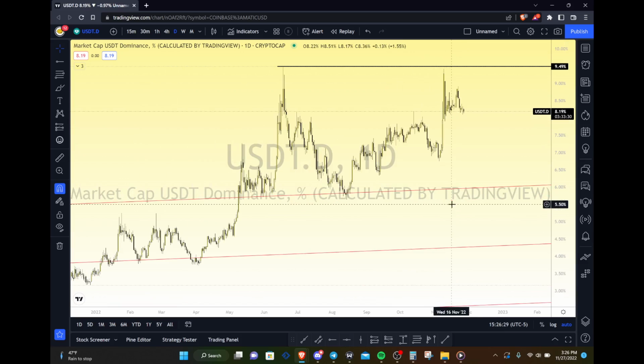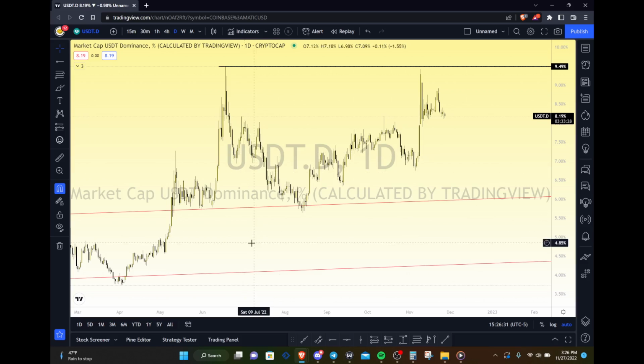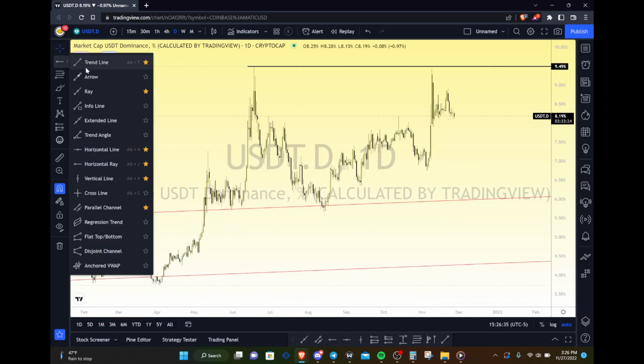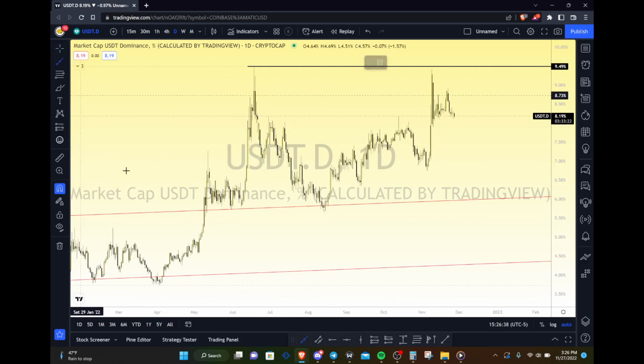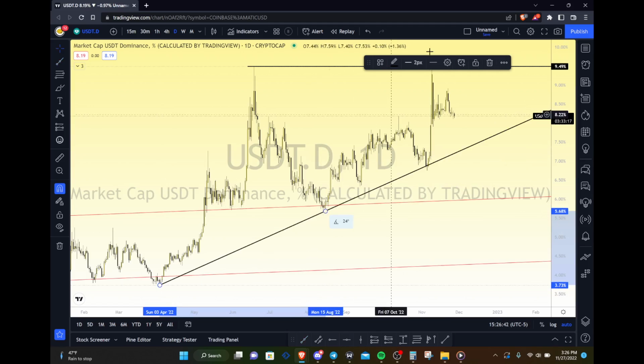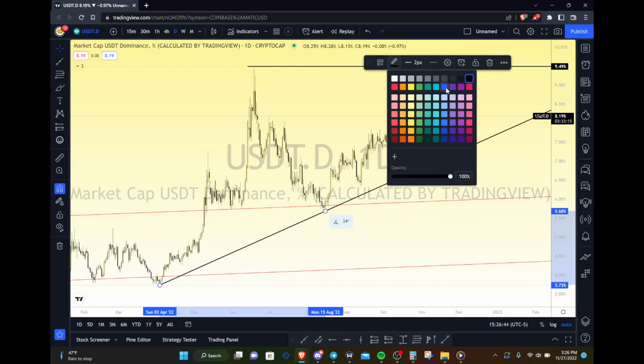And off the daily, I don't really see anything per se. You have some trend lines going up here. I guess you could have this trend line right here. That would be fairly significant if lost. So right here, we'll make this blue. So this is a fairly significant trend line on the daily.